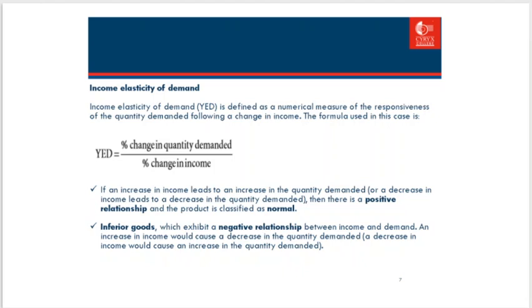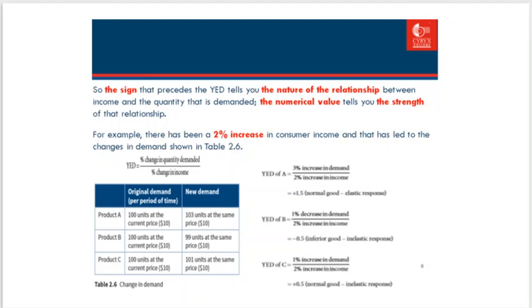We also have a negative relationship. A negative relationship means if our income increases, we will use less of that product. But if our income decreases, we will use that product more. So the sign that precedes the YED tells you the nature of the relationship between income and the quantity that is demanded. The numerical value tells you the strength of that relationship.